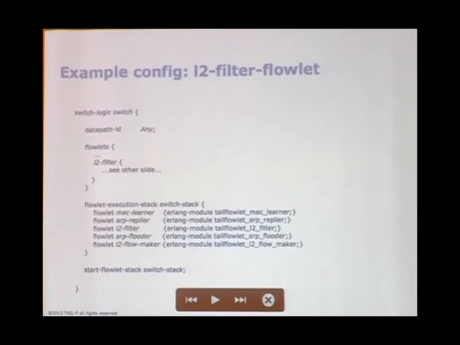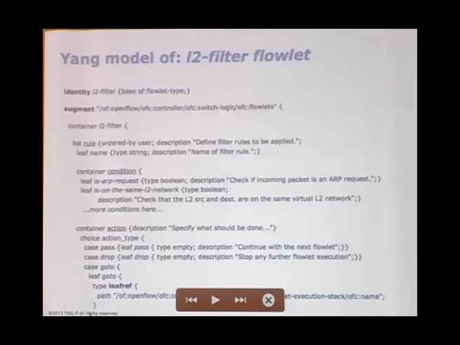The flowlet container, which was this augmentation point, will contain lots of flowlet-specific configurations. So we can have a look at that on the next slide here. First, we have the model of one flowlet, in this case, the L2 filter flowlet. So it's a container for this, which we name L2 filter. And what it really contains is a list of rules, conditions, and actions for this kind of filter flowlet.